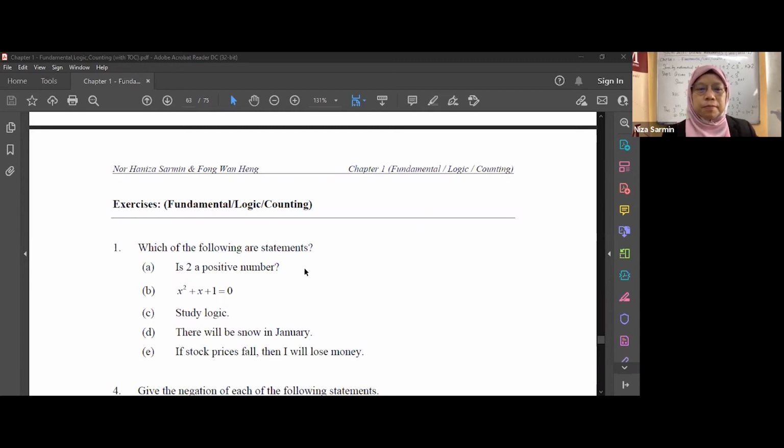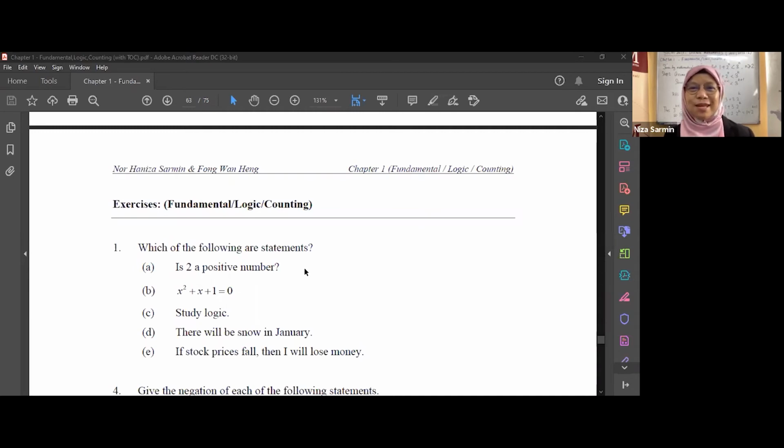X squared plus x plus 1 equal to 0 is a statement. Why? It can be true, it can be false. But you don't know what X is. You don't know what X is.